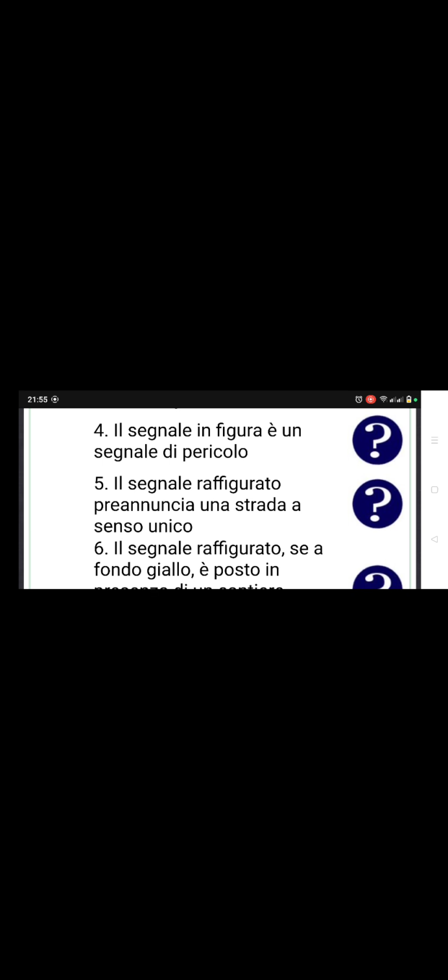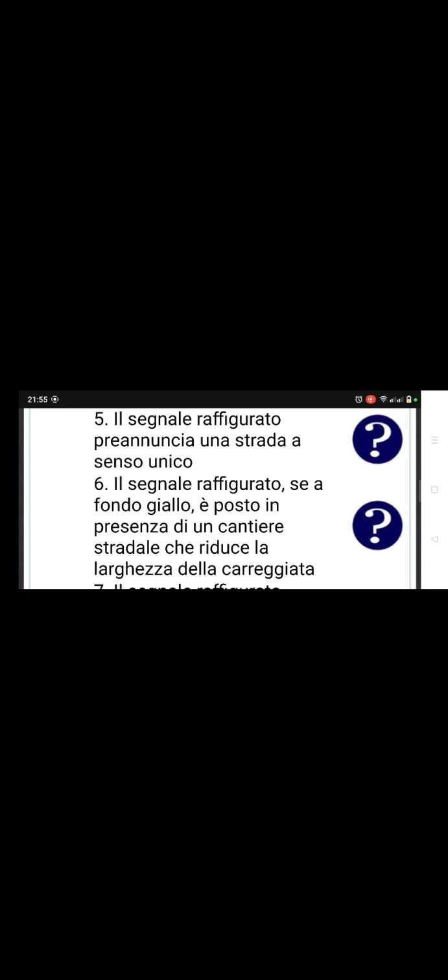Number 4, il segnale in figura è un segnale di pericolo. So this signal is a dangerous signal. Yes, it's true. Number 5, il segnale raffigurato pronuncia una strada a senso unico. So this sign figure is announcing a road of one-way circulation, senso unico. No, it's false. This signal is not announcing anything like that.